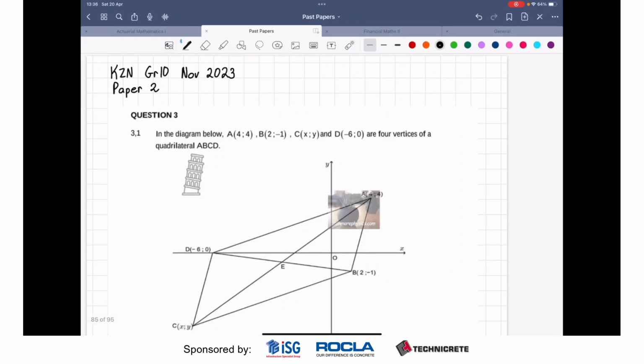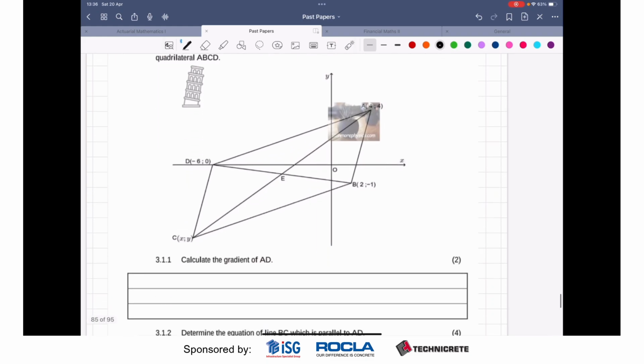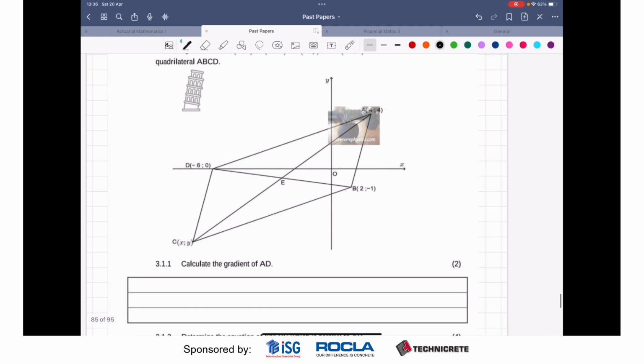KZN Grade 10, November 2023, Paper 2. Question 3. In the diagram below, we're given these coordinates A, B, C, with just X and Y, and D, which are the vertices of this quadrilateral ABCD. Okay, and then we have some questions. So first we're asked to calculate the gradient of AD.